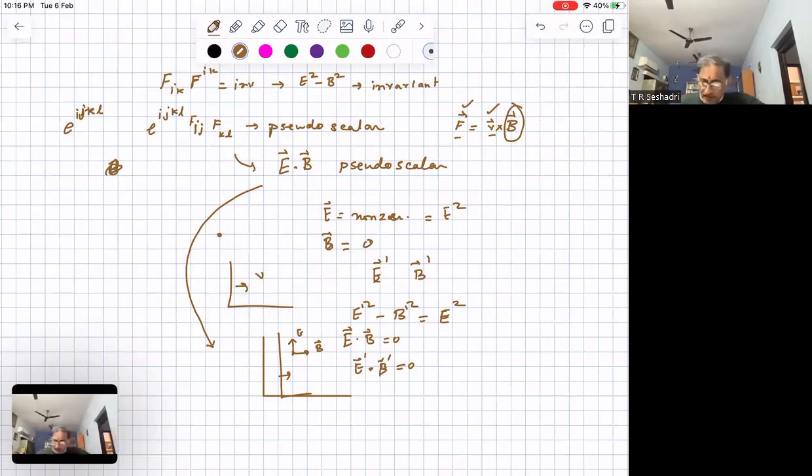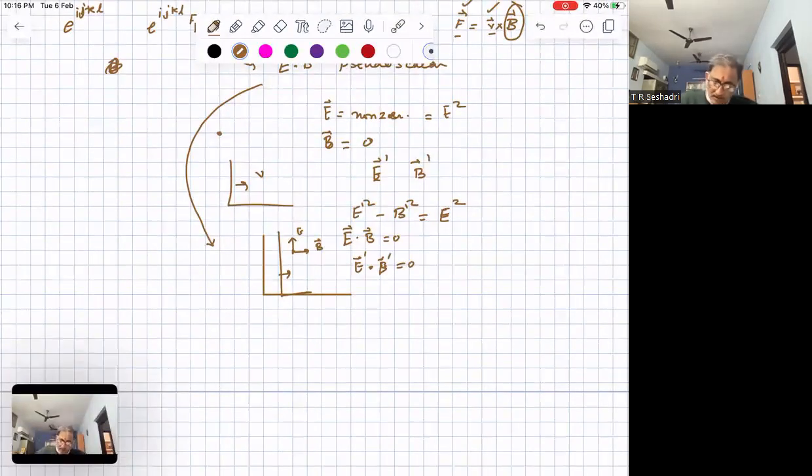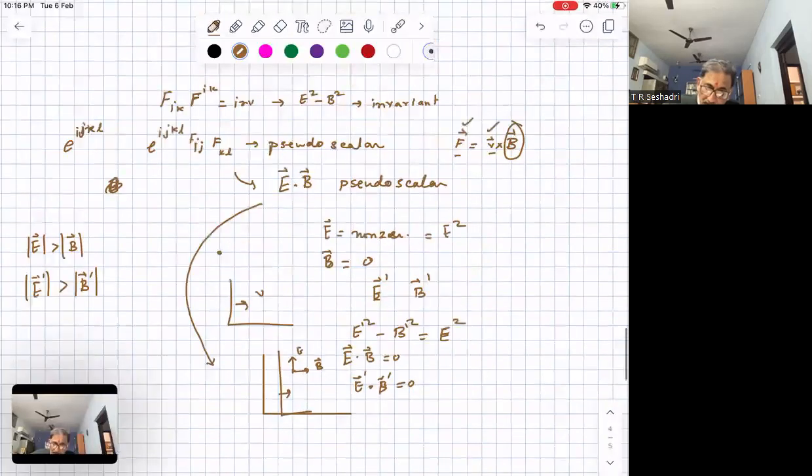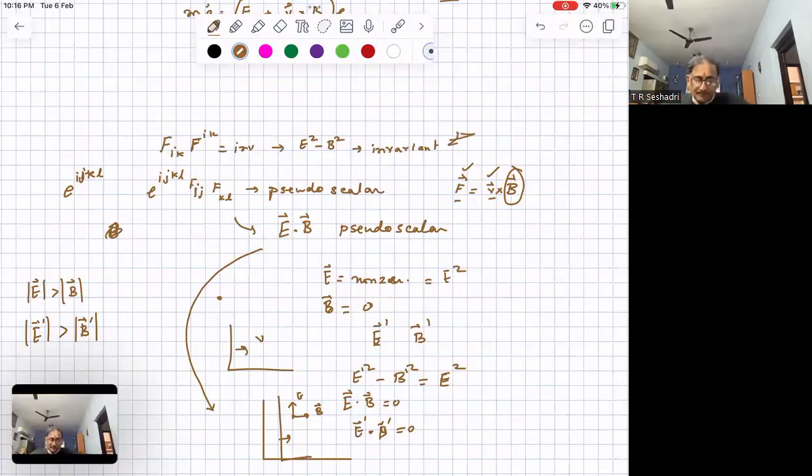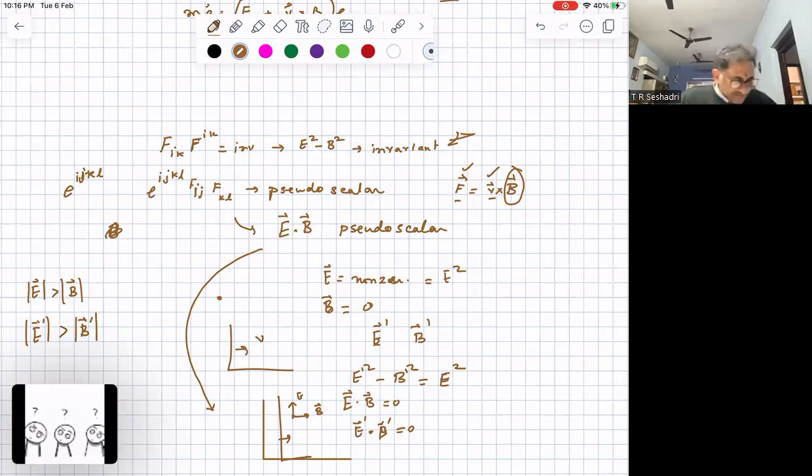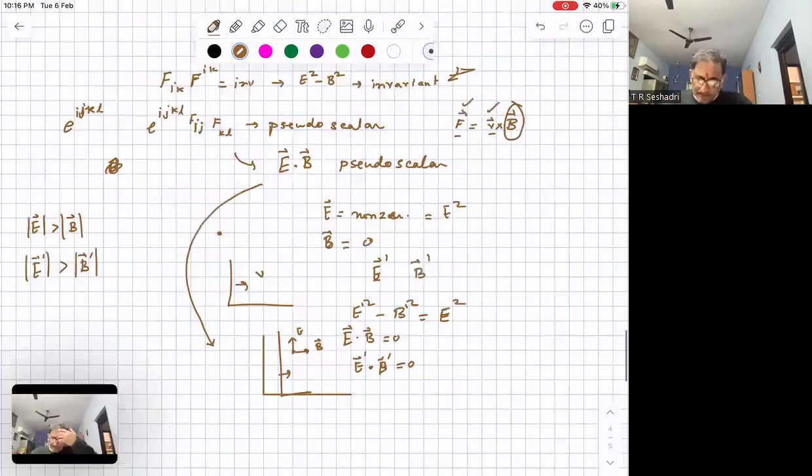The other thing is, suppose in some appropriate units, in one frame, E mod is greater than B mod. Then whatever you may do, E may change, B may change, but the E prime mod will always remain greater than B prime mod, because if it is not so, then this quantity will not remain an invariant. Okay? Yes. Okay, so there are some very interesting questions one can ask.